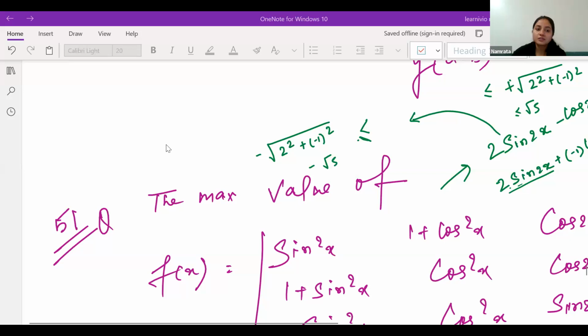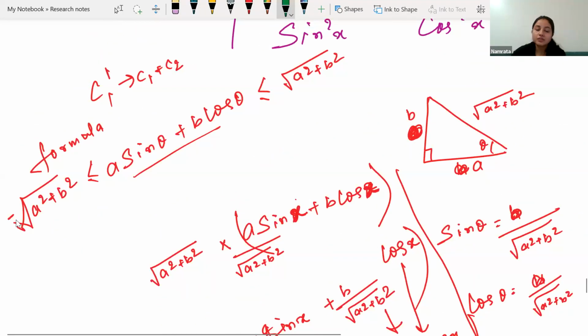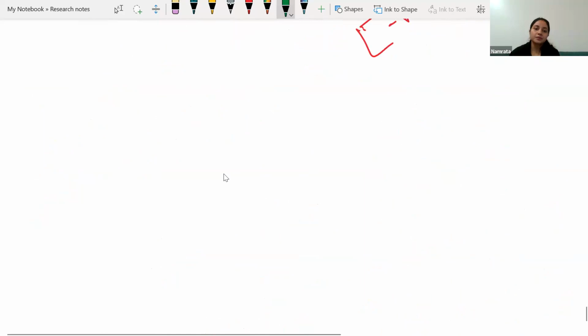So learn this form: whenever we have the a sin theta plus b cos theta form, it will lie in the range of negative under root a square plus b square to positive under root a square plus b square. I have seen this type of question in previous year question papers, in questions on range also. So directly you will be able to say what the range will be over here.